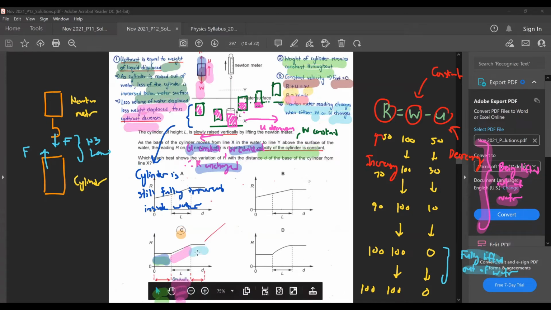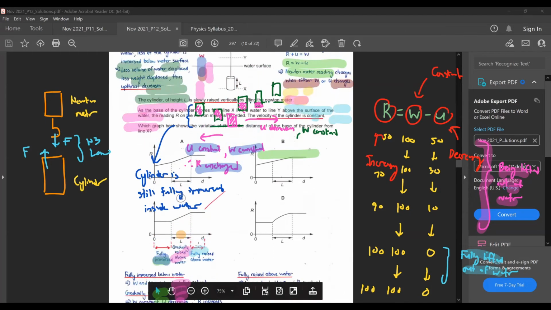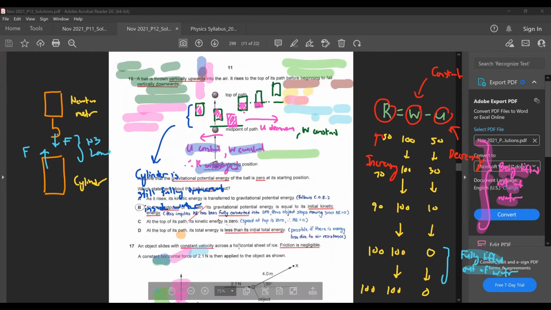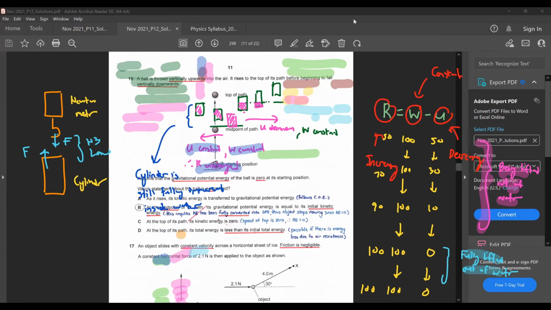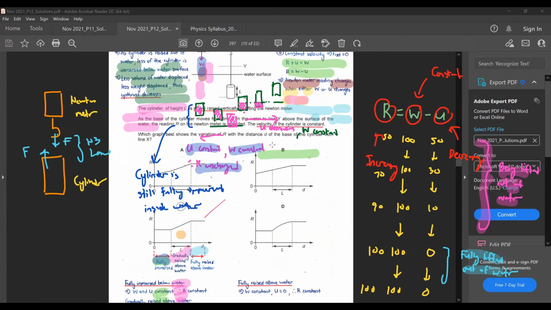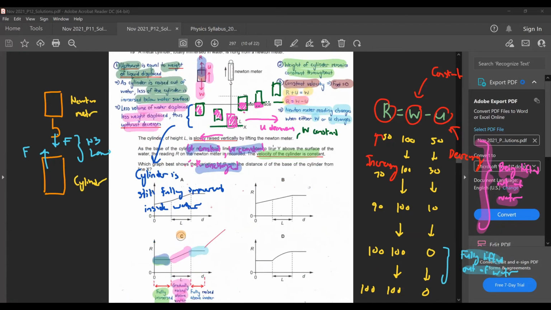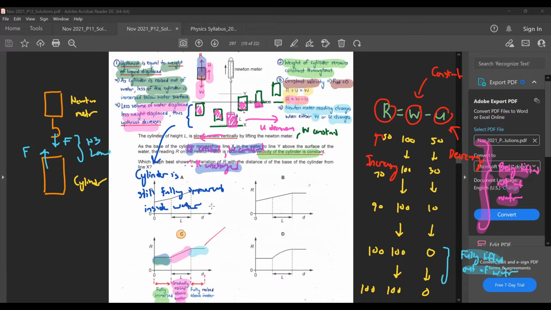So like that, right? The explanation is also somewhere around here. Try to digest this. If you still don't understand, let me know later on. Is there anything I can add from here? Yes, it's still fully immersed in the water.